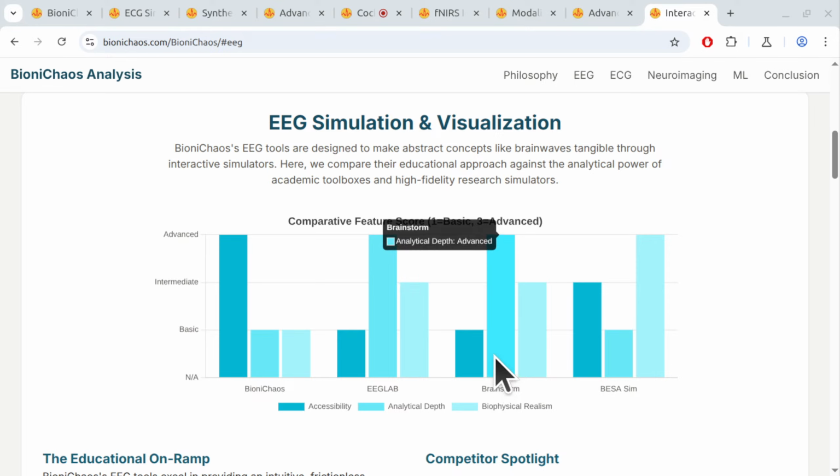Okay, how about the brainstorm? Brainstorm has advanced analytical depth, basic accessibility, and intermediate biophysical realism. And how about the last one, best sim? And also, if you know what they are, do let me know. BISA-SIM has intermediate accessibility, basic analytical depth, and advanced biophysical realism. These tools are used for EEG simulation and visualization.